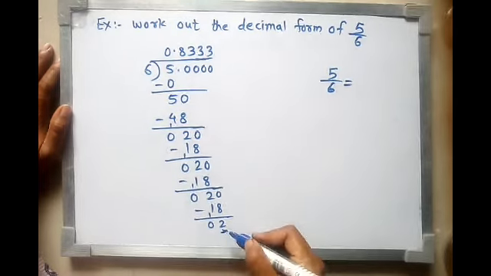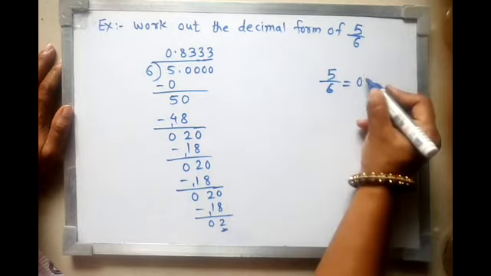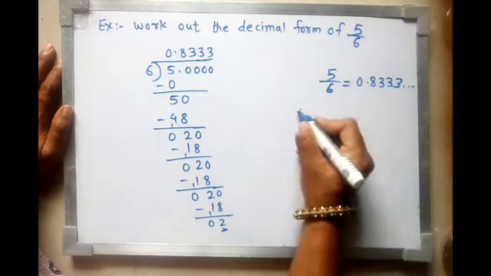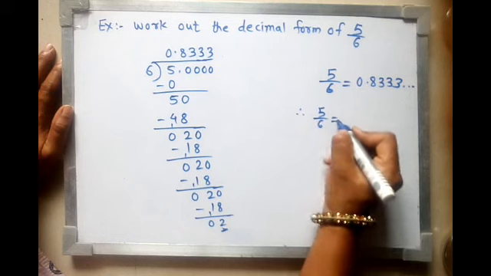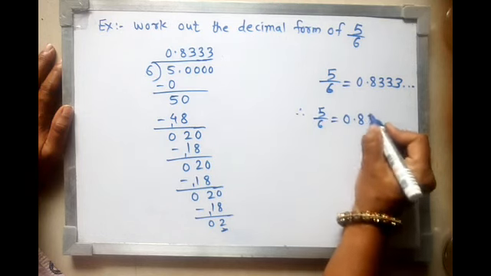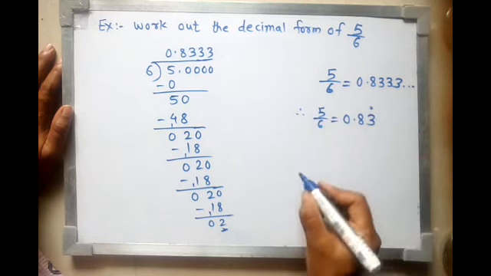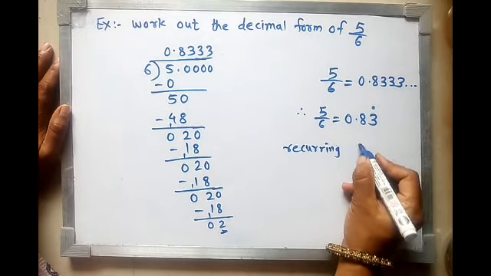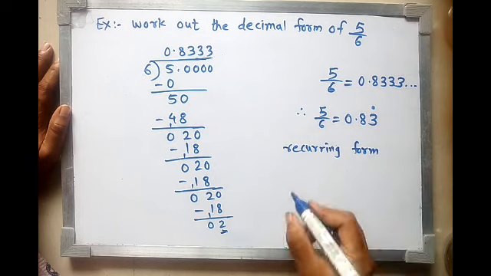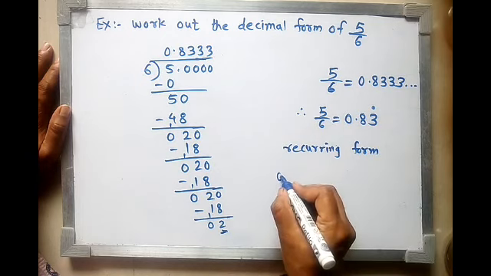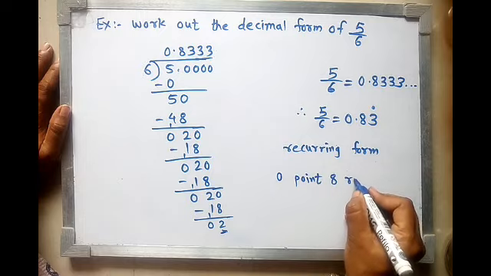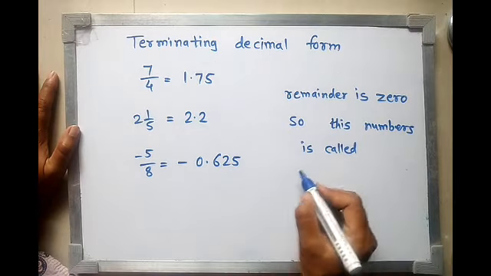0.83333. But the digit 3 is repeating again and again. This is recurring decimal form. 0.8 recurring 3. Recurring form, reading 0.8 recurring 3.